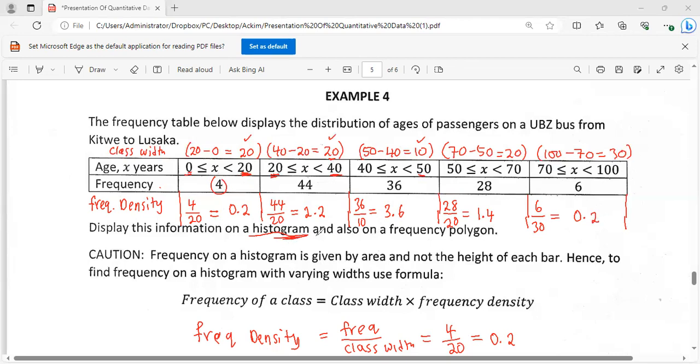So this shows that area is important here, because the class widths are different, so we find what we call the frequency density. So for the group 0 to 20 it is 0.2, from 20 to 40 it is 2.2, from 40 to 50 it is 3.6, from 50 to 70 it is 1.4, and from 70 to 100 it is 0.2.